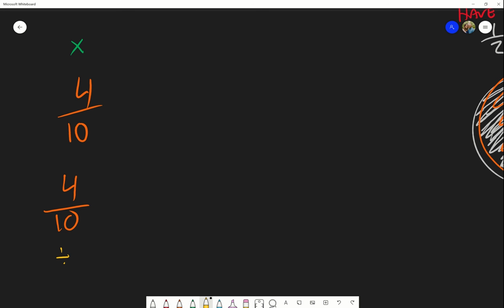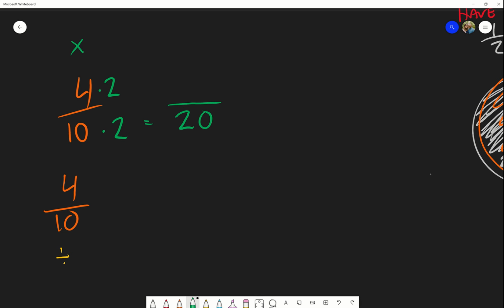Okay, and so when we multiply, let's say we wanted to multiply our denominator by 2. And we know 10 times 2 is 20. So I'm going to have another fraction with a denominator of 20. Now, when I'm dealing with fractions, I need to make sure that whatever I do to my bottom number, I do the same thing to my top number. So if I multiply my bottom number by 2, I multiply my top number by 2.